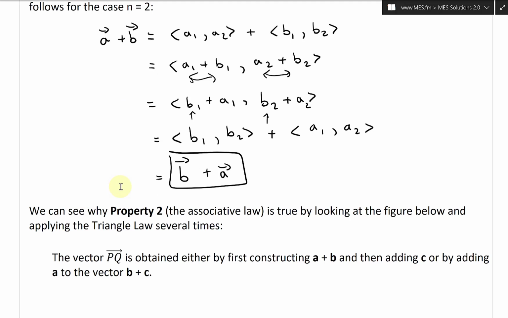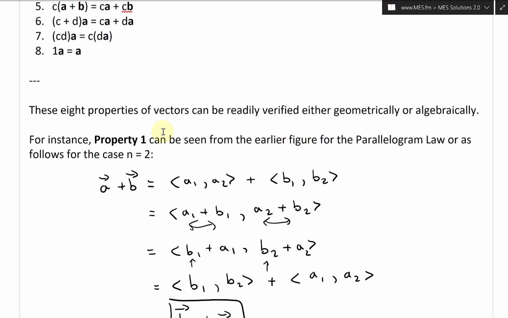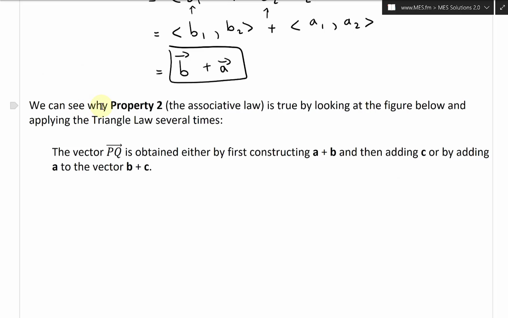All right, and now the next property we could take a look at is property 2. We can see why property 2, the associative law, is true right here. So a plus, then bracket b plus c, is equal to a plus b, when you do this first in the bracket, plus c, like that. And as associative, you could basically associate either or. So you could associate a plus b in this one, or b plus c here first, and then add to the other term or other vector. So we could see why property 2, the associative law, is true by looking at the figure below and applying the triangle law several times.